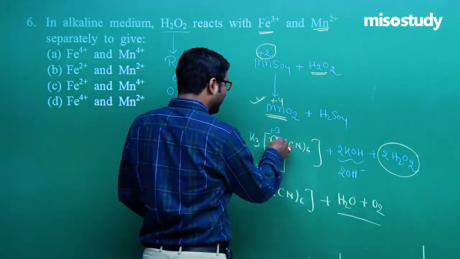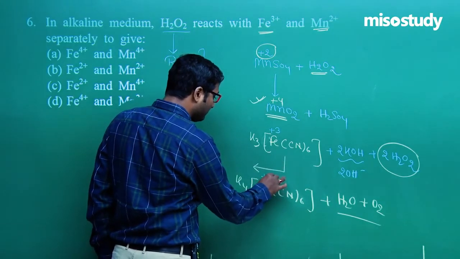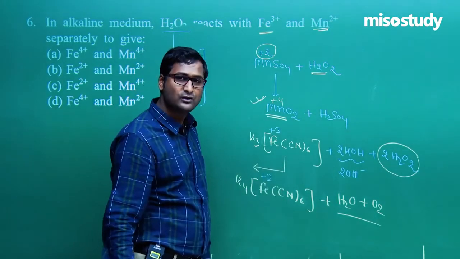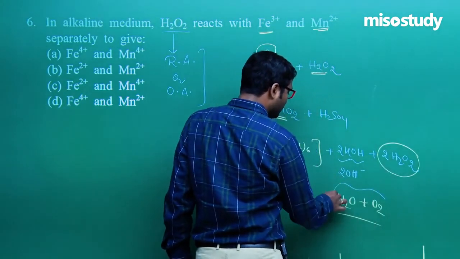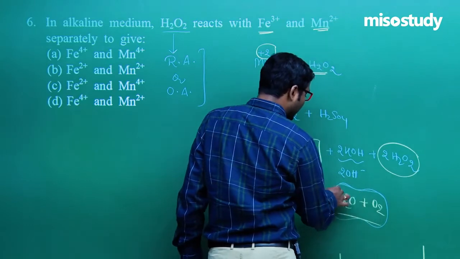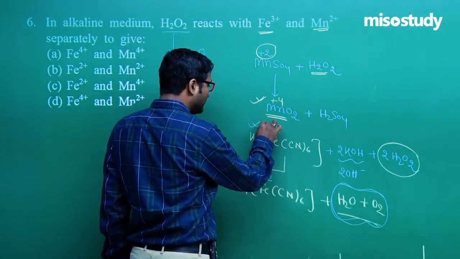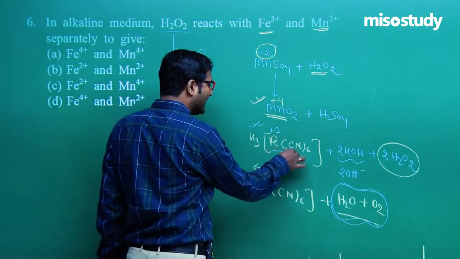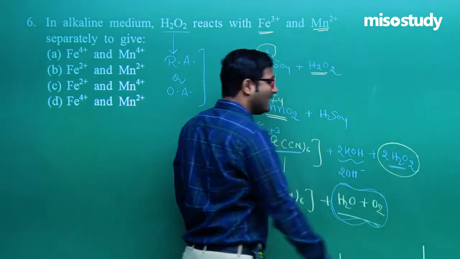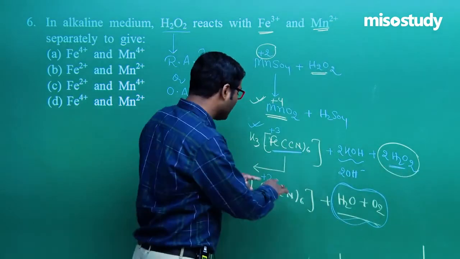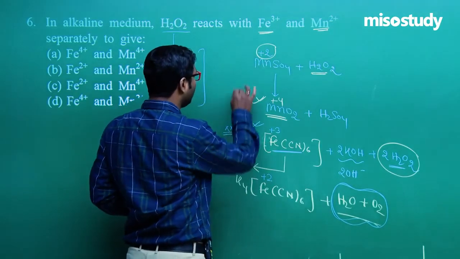That is, the reduction takes place. Fe3 plus ion will be converted to Fe2 plus ion, and H2O2 will be converted to H2O. Here the oxidation state decreases, so there is a reduction, so this will act as an oxidizing agent and this will act as a reducing agent. Clear? So in this case you can easily say, sir, the reaction is very easy.